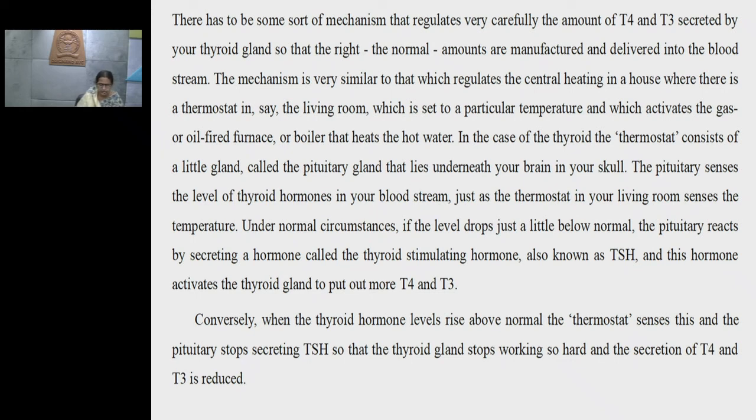Conversely, when the thyroid hormone level rises above normal, the thermostat senses this and the pituitary stops secreting TSH, so that the thyroid gland stops working so hard and secretion of T3 and T4 is reduced.